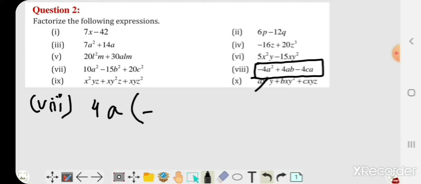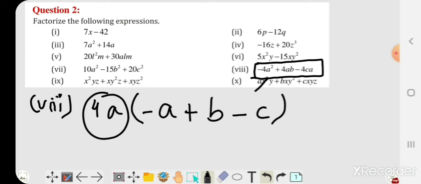Minus. Then 4 is taken out, and out of a square, 1a is out. So 1a remains here, plus. In the second term 4a is out, so b remains, minus. What is there? Minus 4ca. So 4a is out, it has been taken common, minus c remains. So this is the factor of the given expression. Here I have written this expression in the form of the multiplication of 4a and minus a plus b minus c.